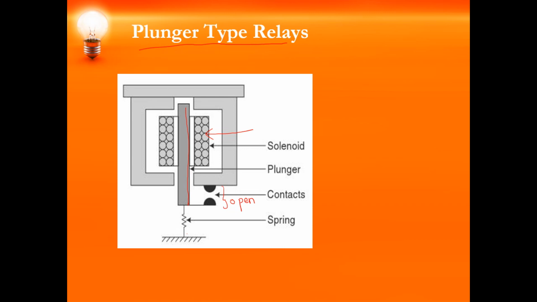Okay, when it moves the plunger upwards, we can see that the moving contact of the relay makes contact with the fixed contact, thereby closing the relay contacts. This is how the plunger type relays work. So it is rarely used. This plunger type relays are rarely used nowadays.